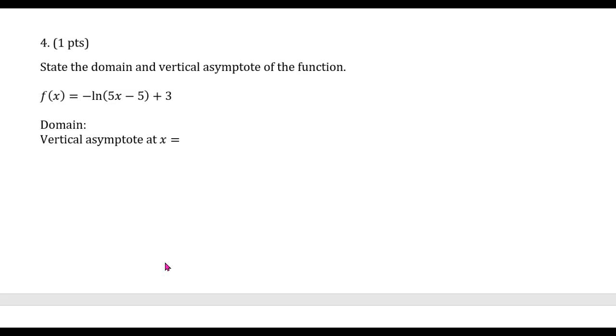Let's first start with the first picture. We have negative the natural log, and now we're going to rewrite by factoring off the 5, and that will leave us with x minus 1 inside the parentheses. Then we have a plus 3, which I could move to the front and make it 3 minus that natural log. The 3 is going to shift the whole picture up.